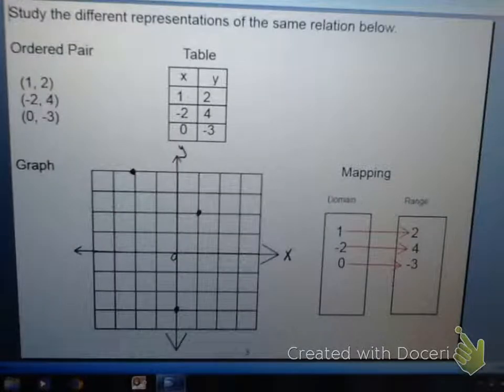Study the different representations of the same relation below. There are 4 different ways we can write the relation. Here is just a set of ordered pairs. The second one is a table where your x values are listed in one column and your y values in another. Another way is graphing, where the ordered pairs are plotted. And the last one is the mapping. So copy these 4 down in your notes.